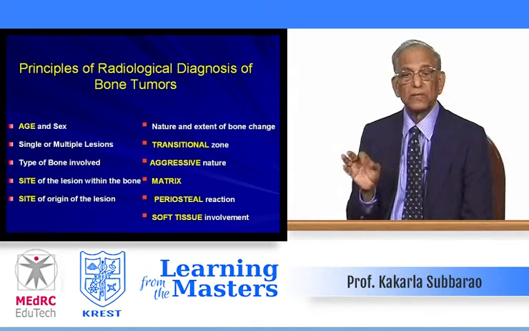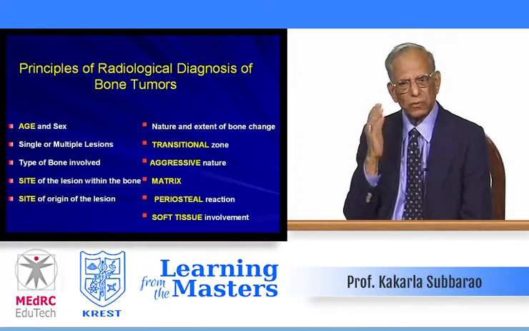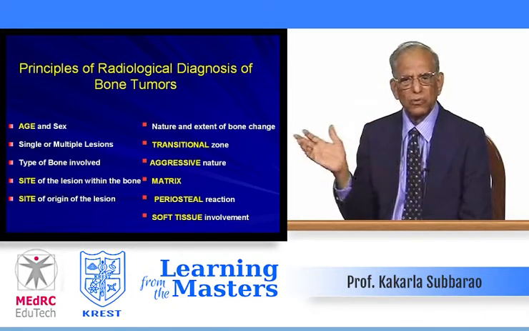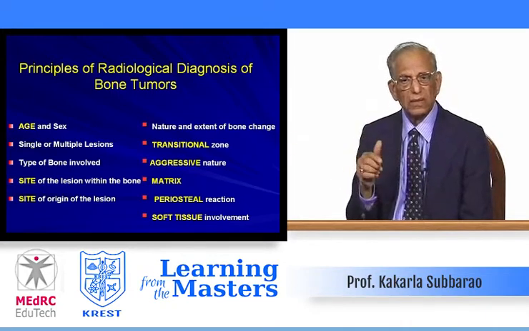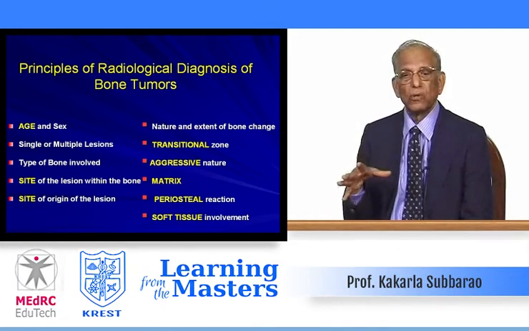Single or multiple lesions is also important. When you see a lesion, think, could it be single? Not always do you have to do a bone survey or nuclear scan, but think, is it possible that the patient has another clinically silent lesion? And then the type of bone involved.